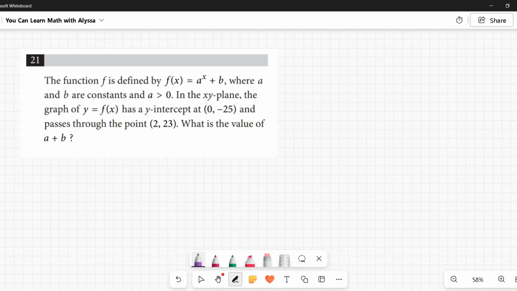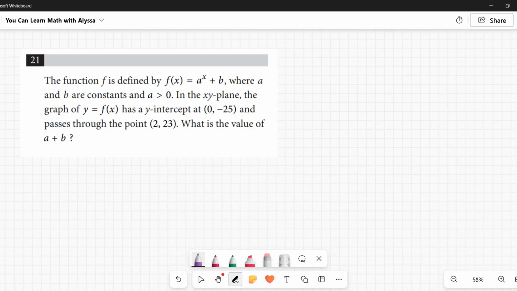Number 21. The function f is defined by f of x equals a to the power of x plus b, where a and b are constants and a is greater than 0. In the xy plane, the graph of y equals f of x has a y-intercept at 0, negative 25, and passes through the point 2, 23. What is the value of a plus b?